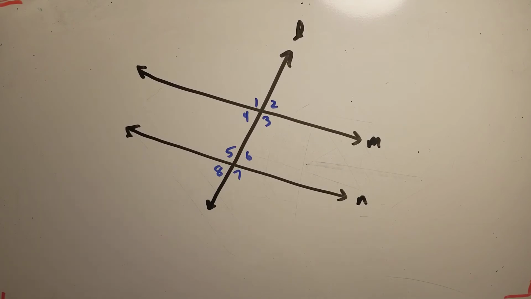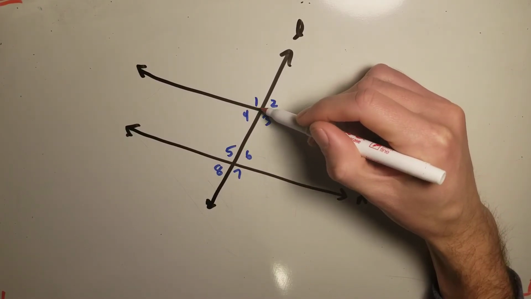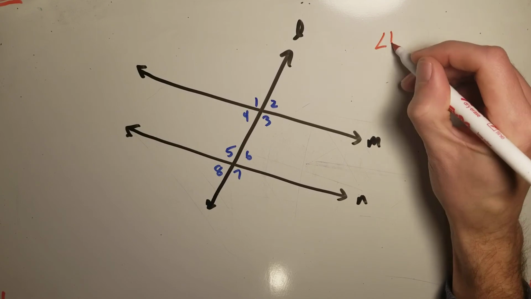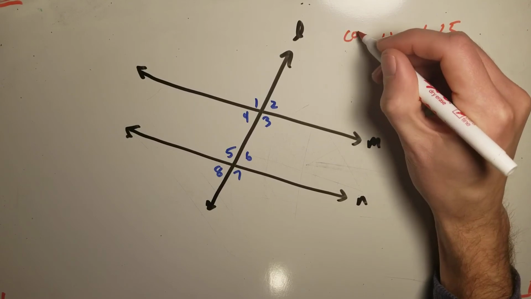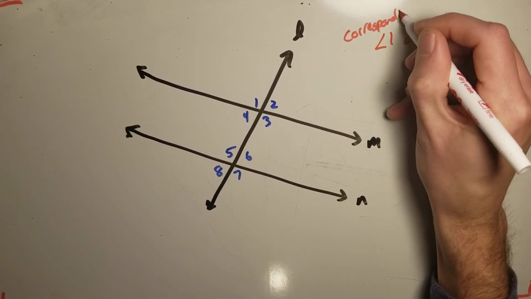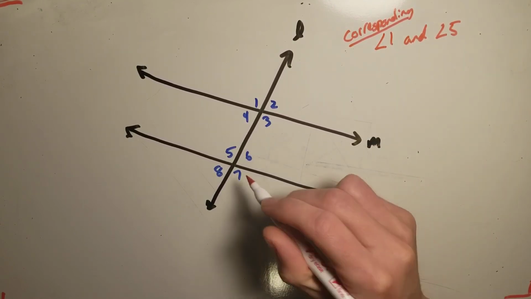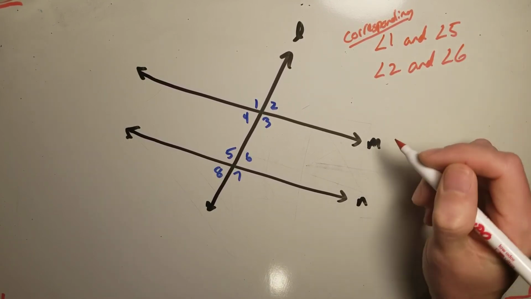Alright, and the first thing we want to do is name 4 pairs of corresponding angles. So let's say we start with angle 1. Angle 1 is in the top left over here, so we're going to go to where the other line is, line N, and find the angle in the top left. Angle 1 corresponds with angle 5. These are going to be our corresponding angles. Angle 2, well, that's in the top right over here, so let's go to the other line. In the top right would be angle 6. So angle 2 corresponds with angle 6.